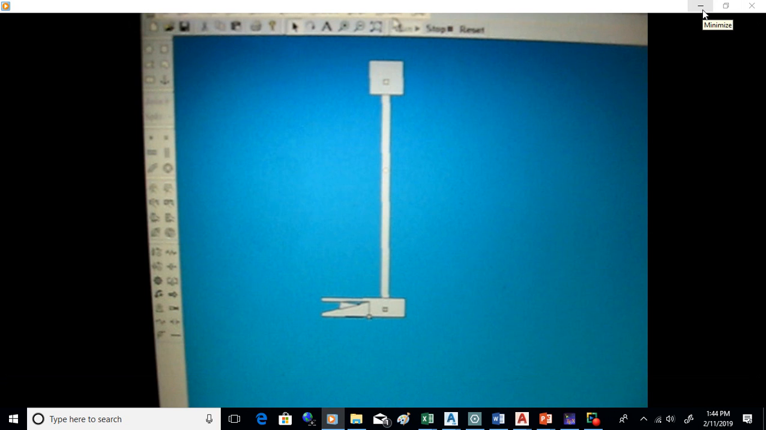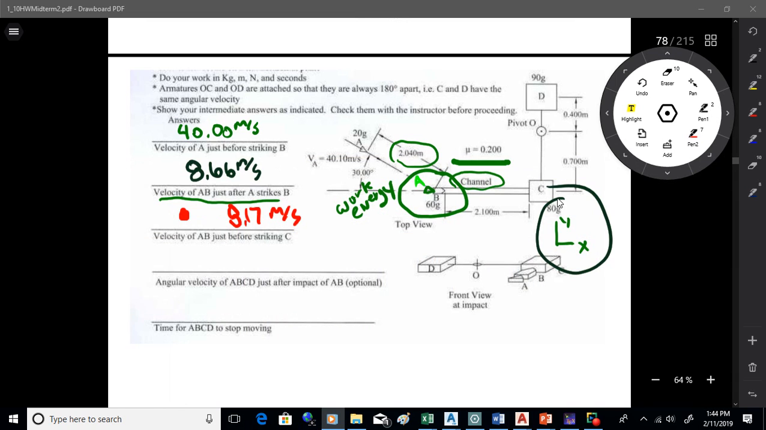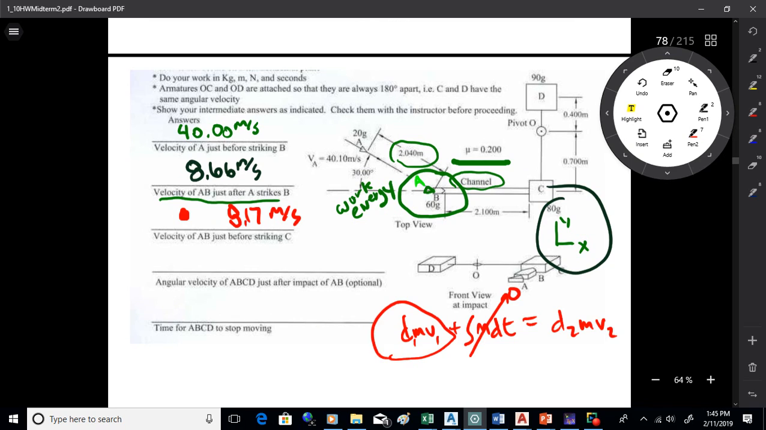Okay, so a good starting point on this, I think, would be to look at this conservation of angular momentum equation. Now the moment zeroes out. And what you get then is this: D1 mv1 equals D2 mv2. Look at this for AB. That's probably a good place to start. What is the angular momentum of AB as it comes in and it's about to strike C? Just before it strikes C, what's the angular momentum of AB?